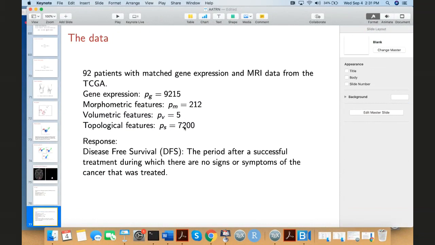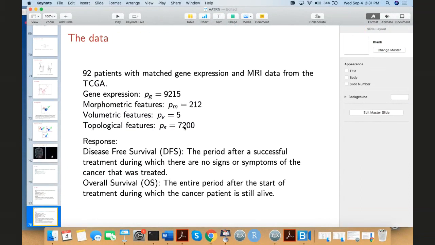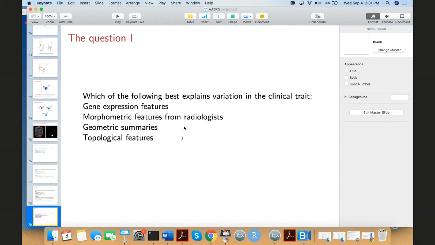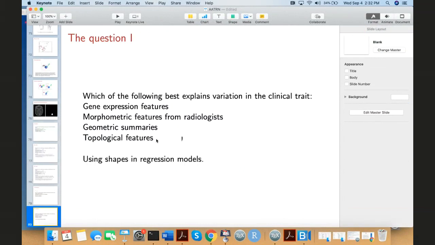And what we want to do is either predict disease-free survival or overall survival of the patients. Okay? That's our goal. So the first question is, which of the following best explains variation in the clinical trait? The gene expression, the morphometric features from the radiologist, or the topological features? So we're going to use shapes in regression models.